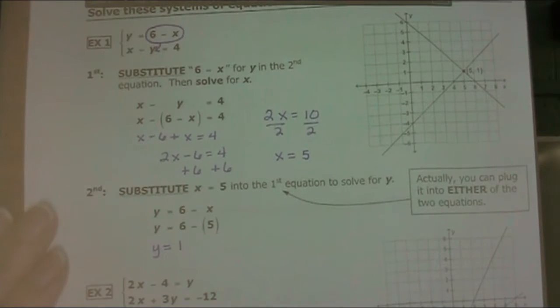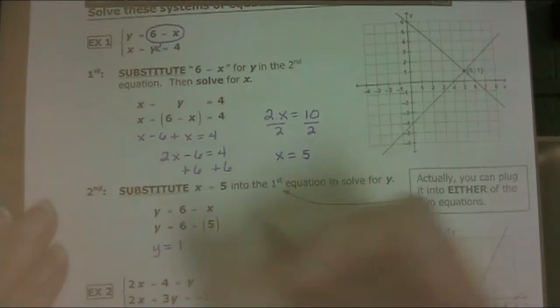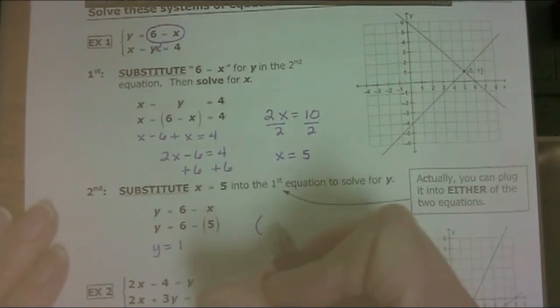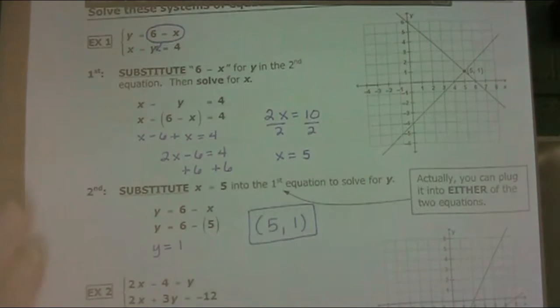And the way that I am going to write my solution is x comma y, which is going to be 5 comma 1, in parentheses with a comma in between, 5 comma 1.